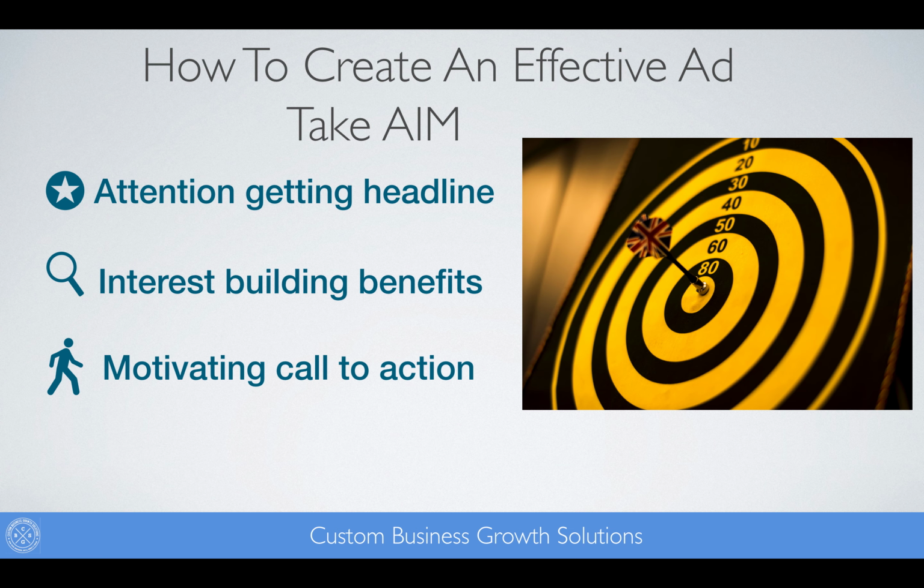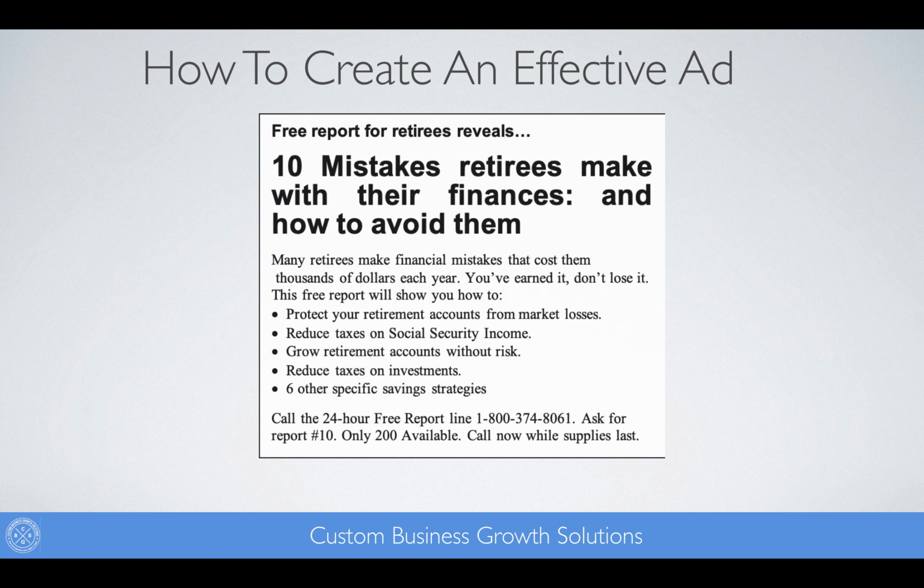So let's look at an example of a well-created direct response print ad. As we can see, there's a big headline: "10 mistakes retirees make with their finances and how to avoid them." So who's the target audience? It's retirees, of course. If you're not a retiree, are you going to spend any more time reading this ad? No. And we don't want you to, because you're not our ideal client. You're not who we're going for. So good ads turn away people you're not trying to target. That's how it makes them more efficient.